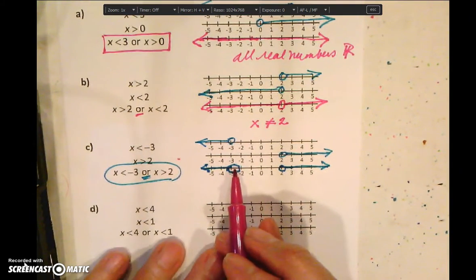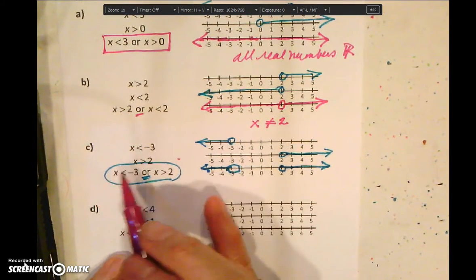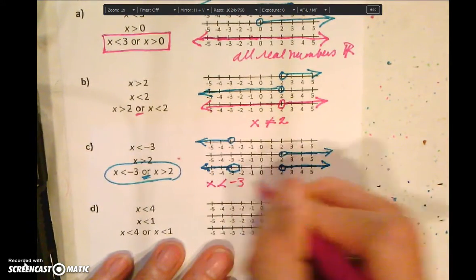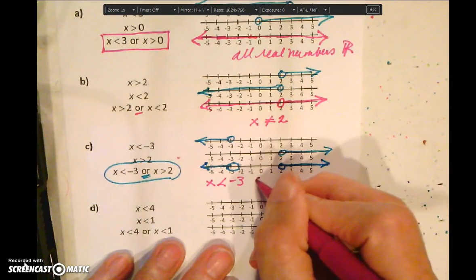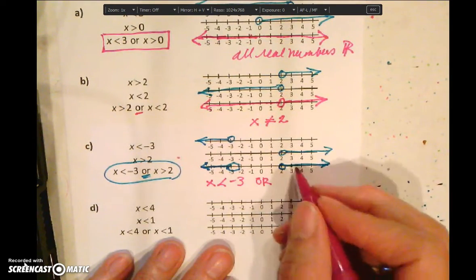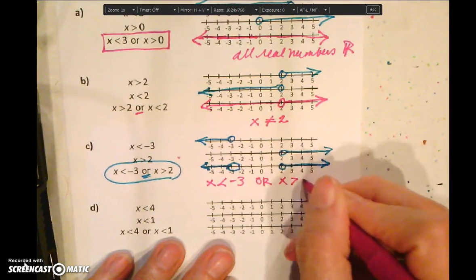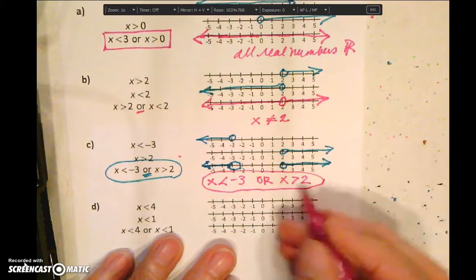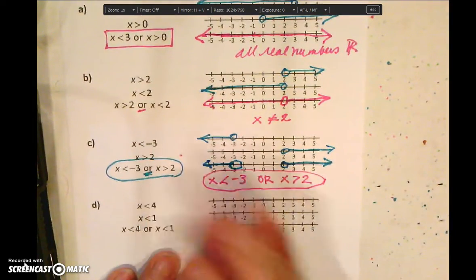Whenever we have a separate section, it's going to look just like this. It's going to look like, for this, x is less than negative 3. When there's a break in the graph, we write the word or. So these numbers or these numbers, x is greater than 2. So for this particular problem, the answer comes out just like the problem itself.